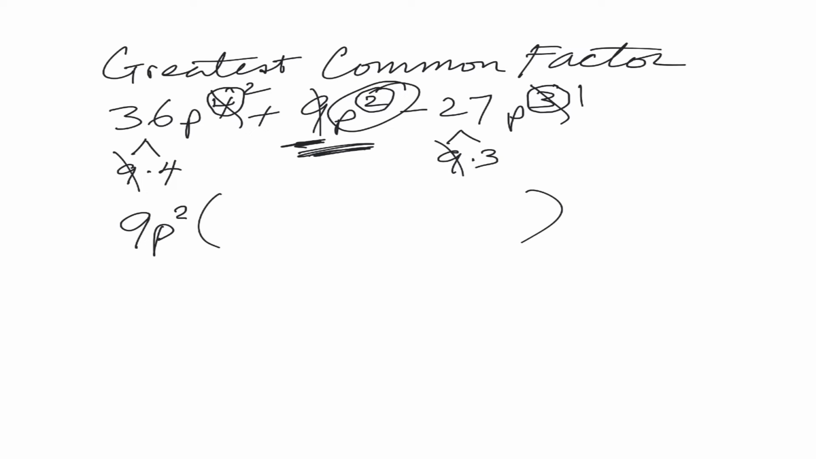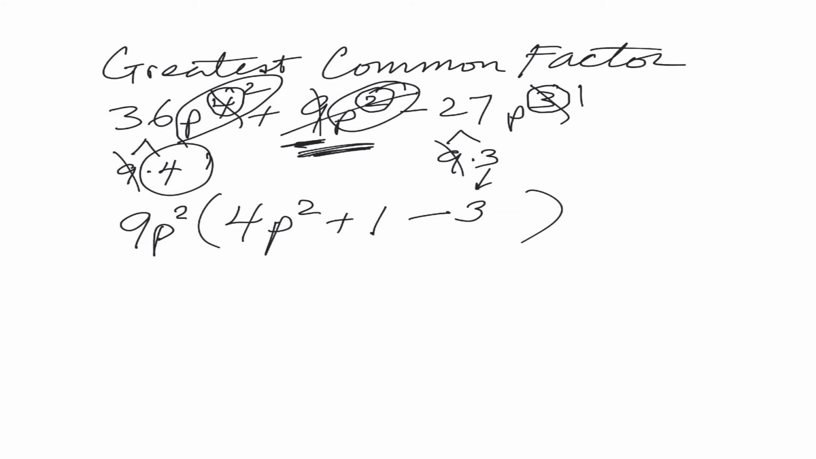And what's in the parentheses now is going to be the 4, and then p squared. Now this comes out all together, so you have to have a 1 as a placeholder, and minus, there's a 3, and p to the 1, which is p. So that's how we factor out the greatest common factor.